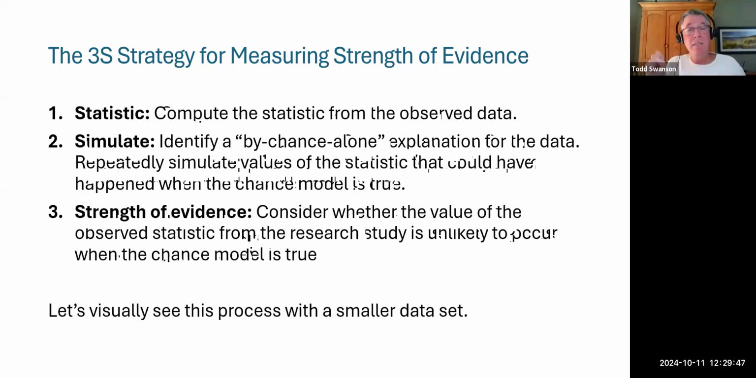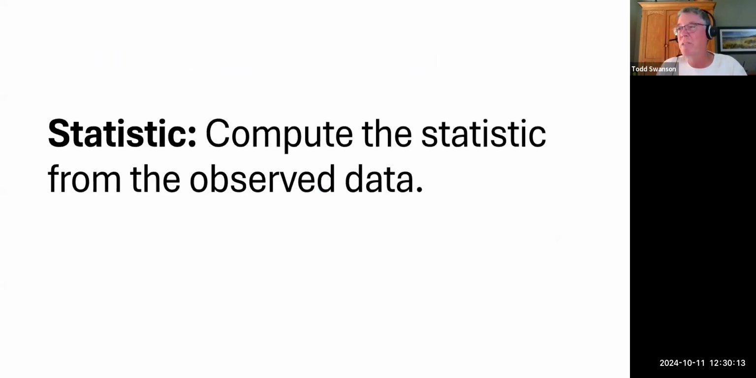And then the strength of evidence puts those first 2 steps together. It says, well, where is our statistic in those simulated ones? Is this something that could happen very easily? Oh, yeah, it happened all the time. Or is it something, oh, that's very unlikely? Or that never happened? Or it's kind of unlikely. Where is that? So we're going to see this process visually, but remember I had 107 in the final sample size. We're going to see it with a smaller data set because I'm going to have some animations going on here. But the numbers are about the same.